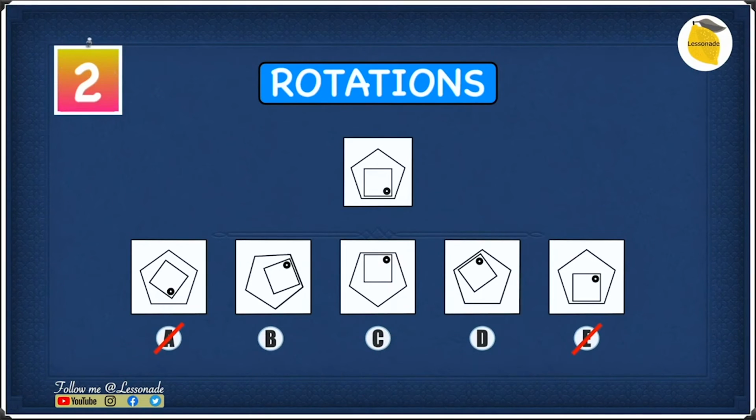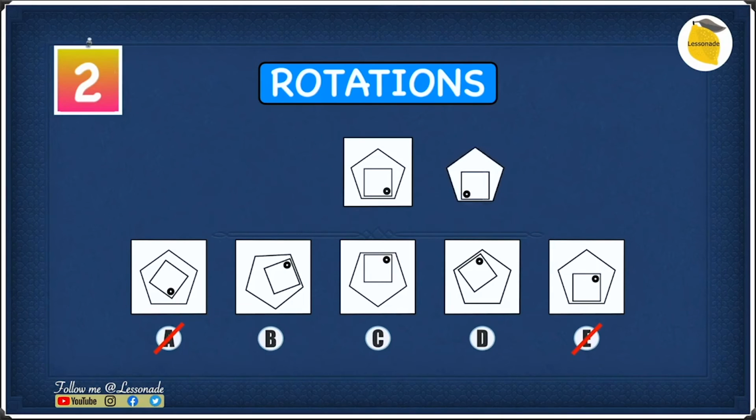So once we have managed to get rid of the options with obvious errors, we will then have to rotate each of the remaining options in our head to find the answer. So let's start with B. If you rotate B, you can see that B is exactly the same as the question figure, but let's check the others just to be sure that B is right. So let's leave B for now and move to C.